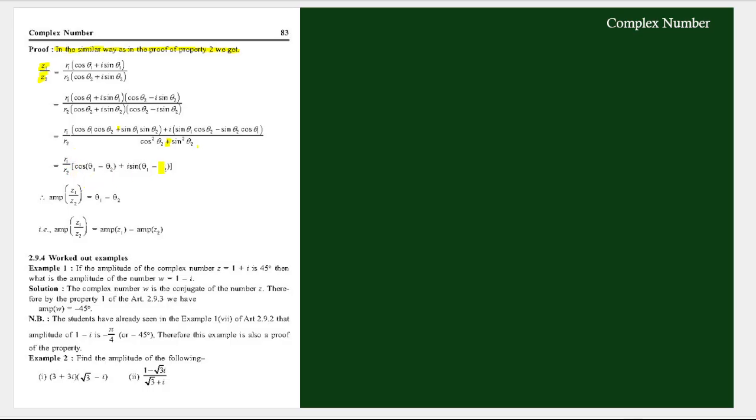And then it is in the form of r (cos theta plus i sin theta), where theta here is theta 1 minus theta 2. So the amplitude of Z1 by Z2, the amplitude of this complex number, is theta 1 minus theta 2, and theta 1 is nothing but the amplitude of Z1, theta 2 is nothing but the amplitude of Z2. So hence proved.